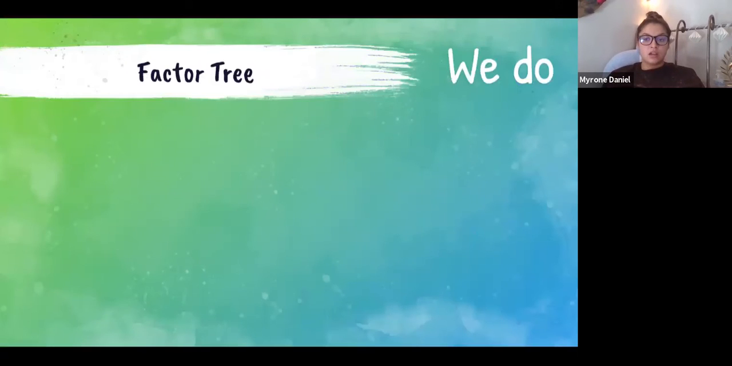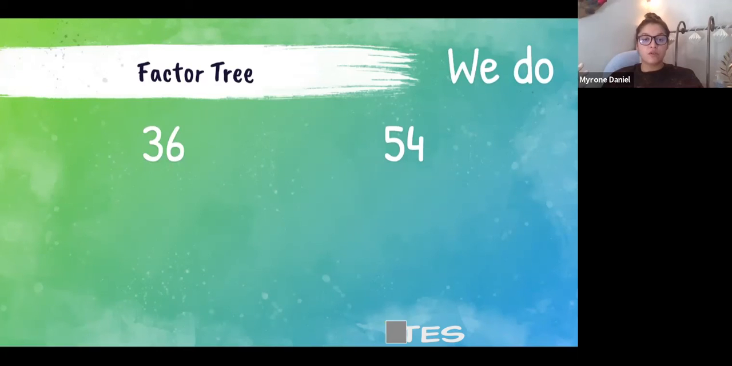Okay, so now we're going to do this together. Make a factor tree of 30 and 54. Make factor trees, multiply your numbers out, break them down, and figure out what the factors of 36 and 54 are. Pause the video for 5 minutes.